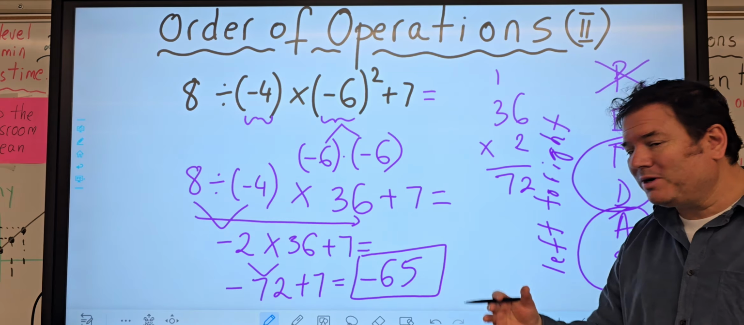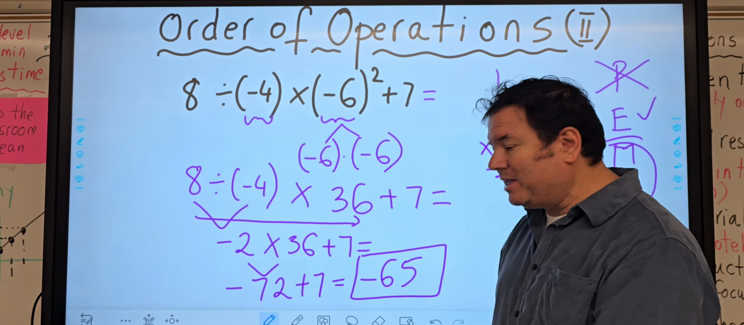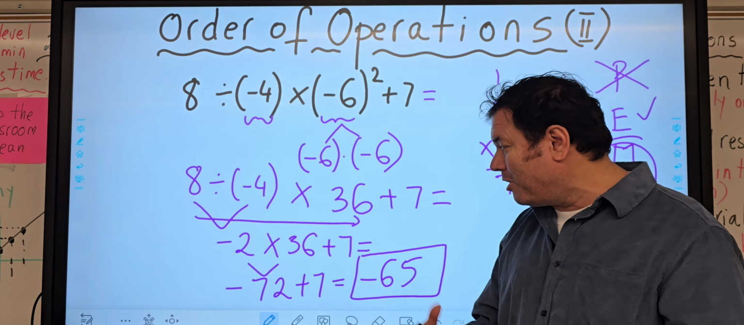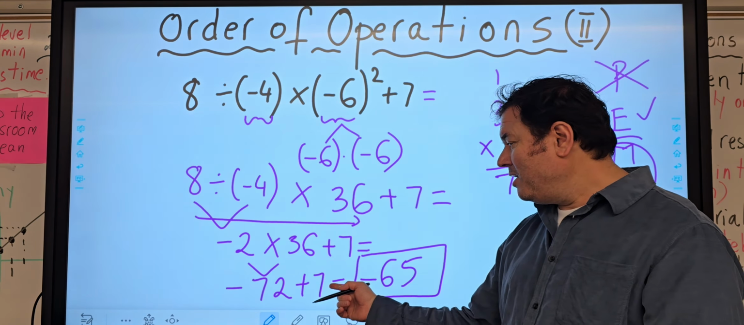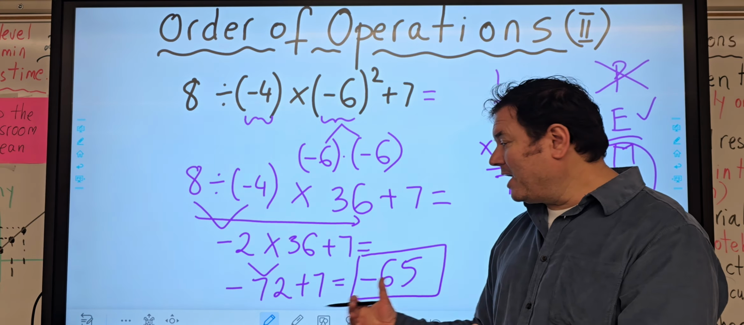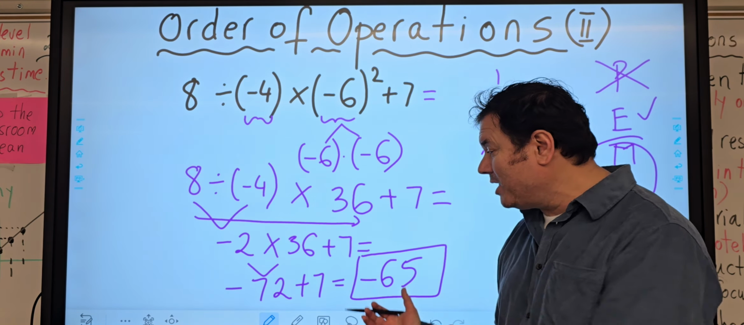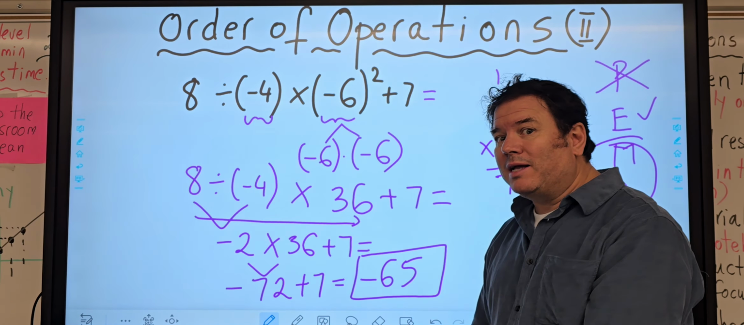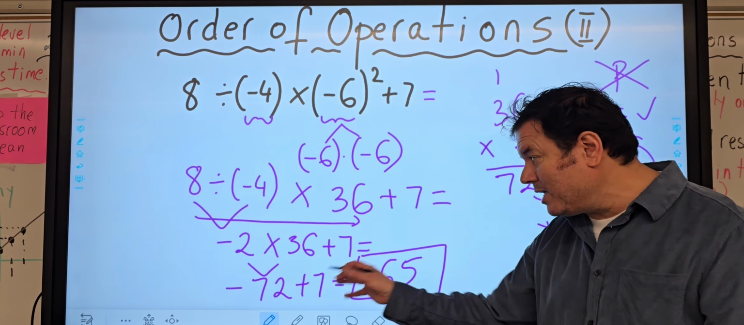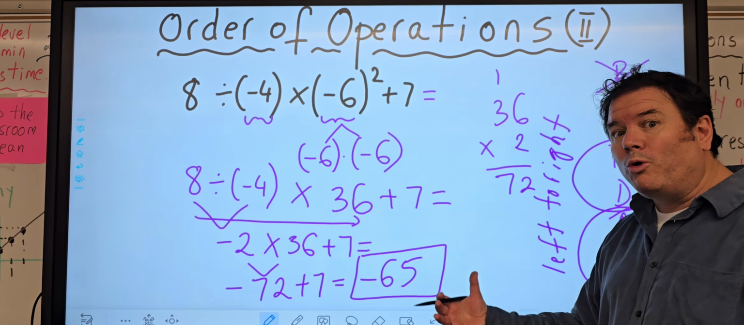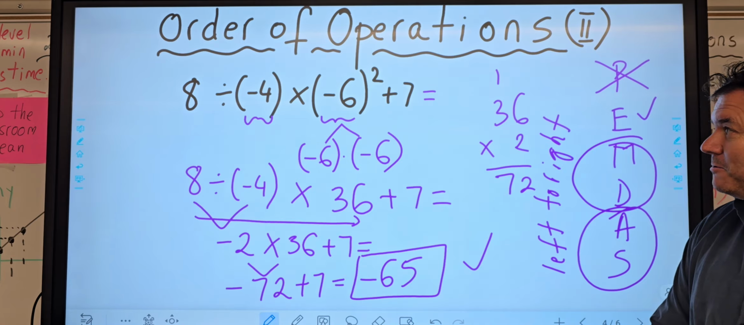And if you forget my song, think about that as money, right? I owe you $72, right? But then I'm giving you $7. I only have $7 on me today, so I'm giving you $7. But then I still owe you $65 because it's 72, take away 7, but I'm still owing you $65. So the final answer, negative 65.